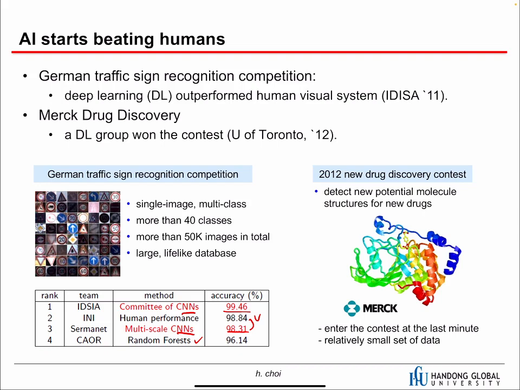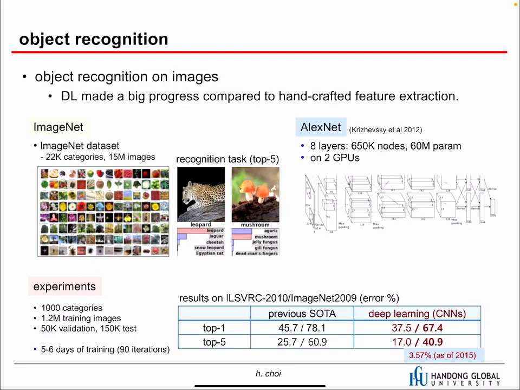There was a new drug discovery contest, and a deep learning group from the University of Toronto, who are just computer science people, wanted to join this competition. They downloaded the data and trained a deep neural network, then submitted the result, and they won the contest. That's an amazing story.